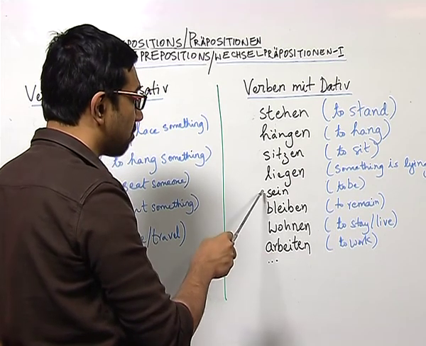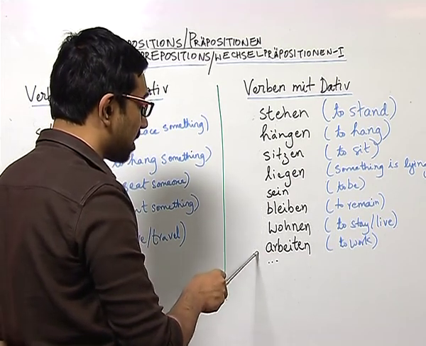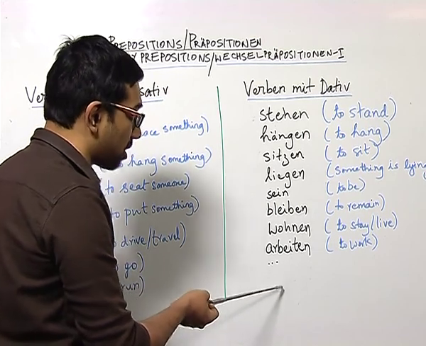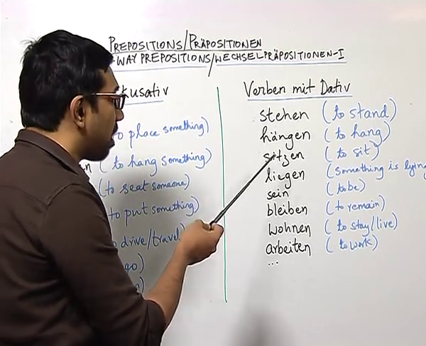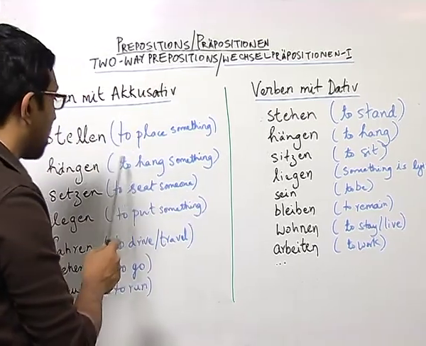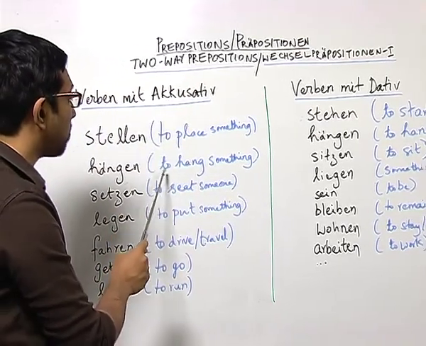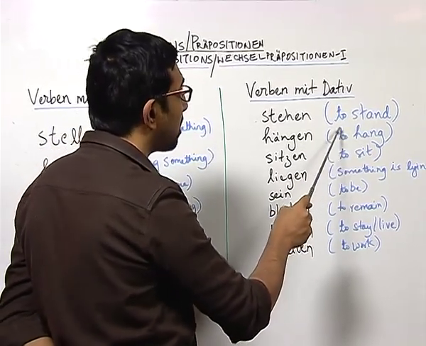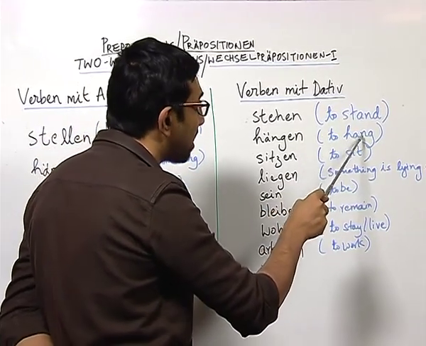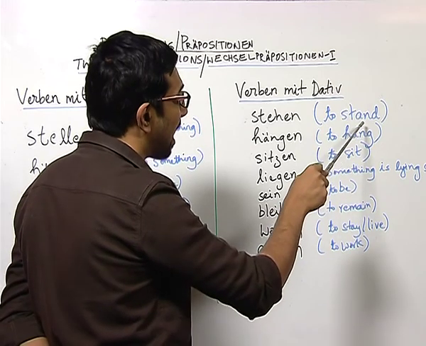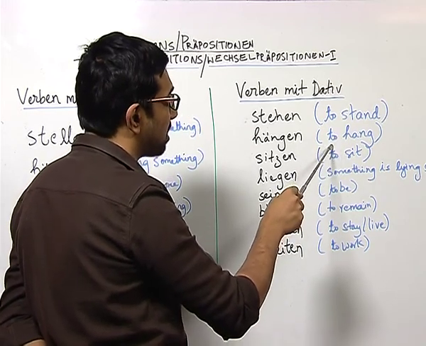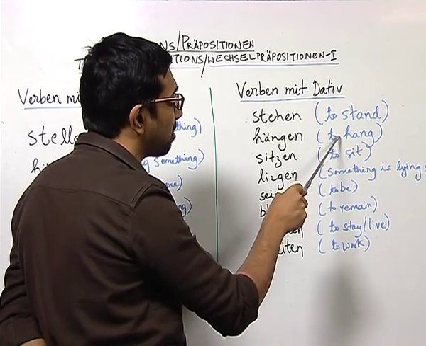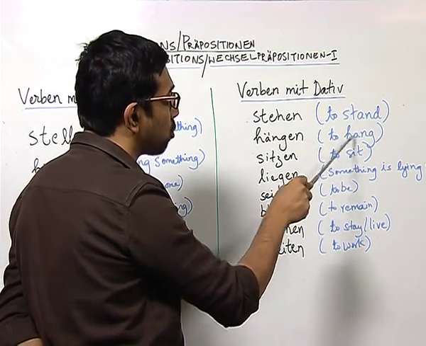Well, you are familiar with the verbs sein, bleiben, wohnen, and arbeiten. And as I told you, the list goes on, it continues. Now, let us look at the verb hängen. As I told you, in accusative it means to hang something. Hängen, it means that something is hanging or something is hung somewhere. So, when we say to hang, it means that the action is happening only at one place, or there is no movement.